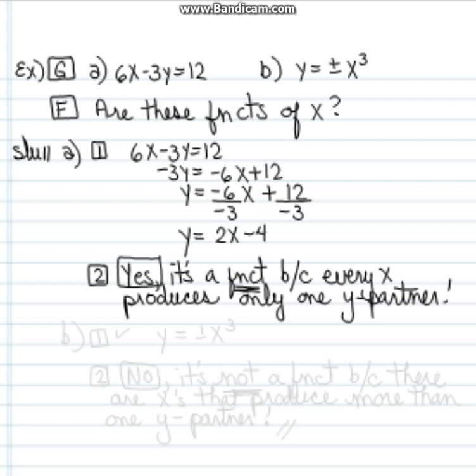Now let's do the same thing for part B, where we were given y equals plus or minus x raised to the third power. Step 1 is to isolate the y. Well, you know what? That's already done. We have y equals plus or minus x to the third power. I'm sure that's not as clear as I'd like it to be, but that's a plus or minus next to the x, and only the x is being raised to the third power. And the question is now, step 2, are the x's faithful? For every x that I plug in there, does it produce exactly one y partner?